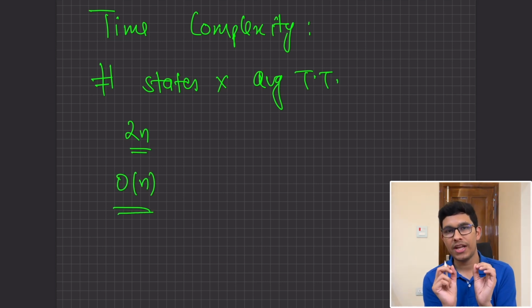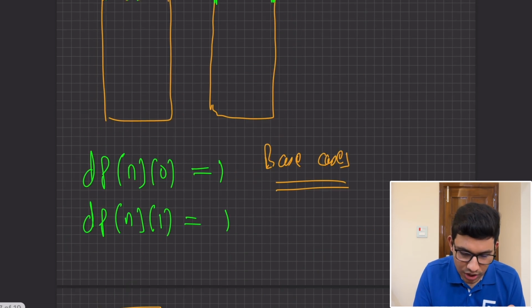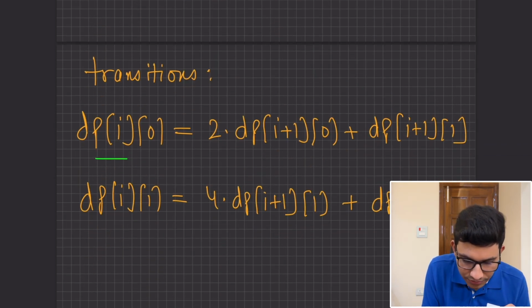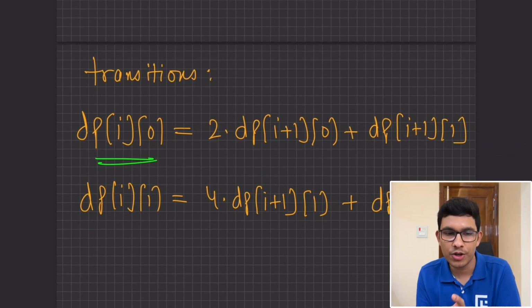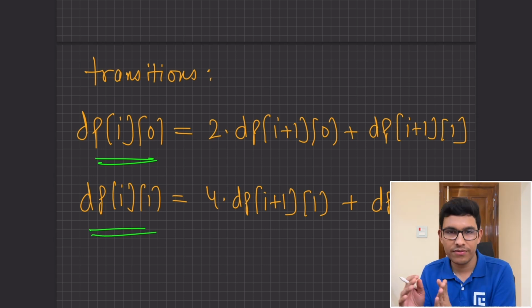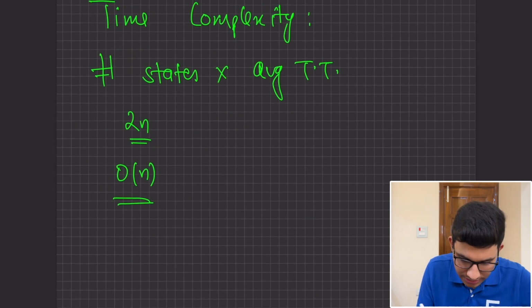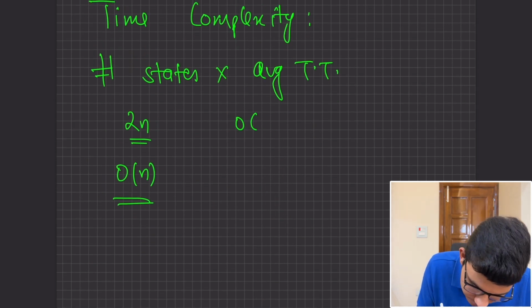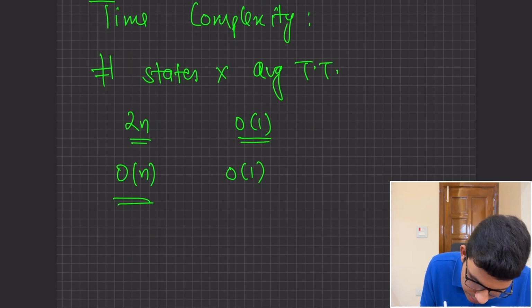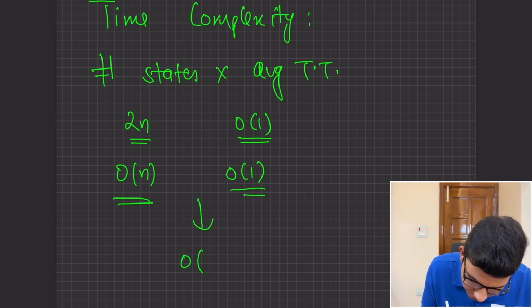And the average transition time, it's very simple. This is just a very small equation that we're writing. To calculate dp of I comma 0, we have two values that need to be added. For calculating dp of I comma 1, we have another two values that need to be added. Yes. So I can just simply say that, okay, this is nothing but order of 1 transition time. So overall time complexity comes out to be order of n.